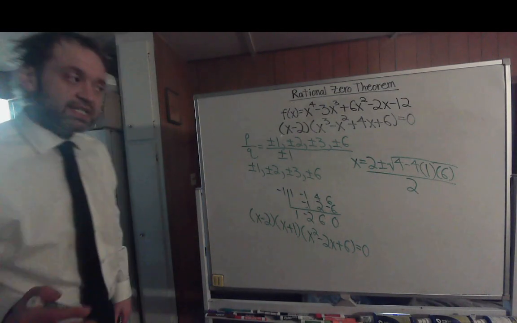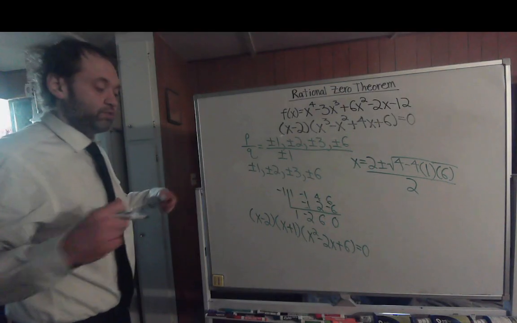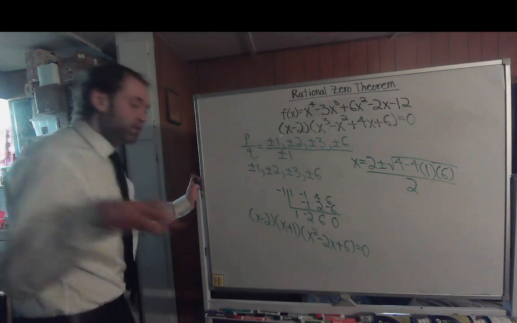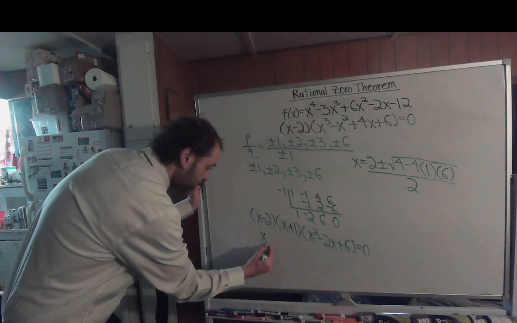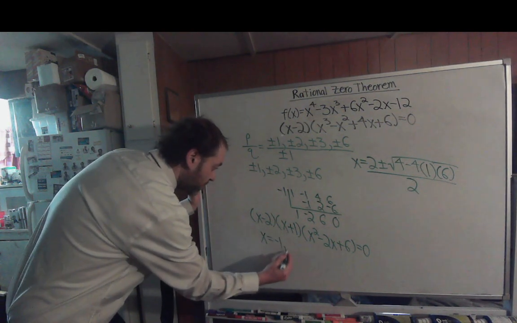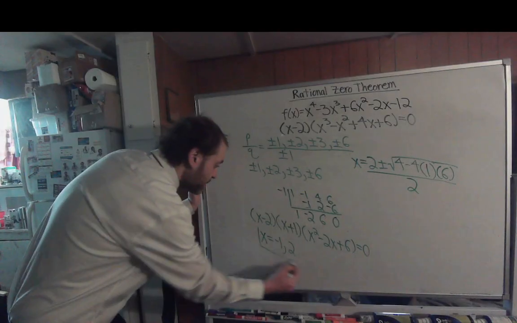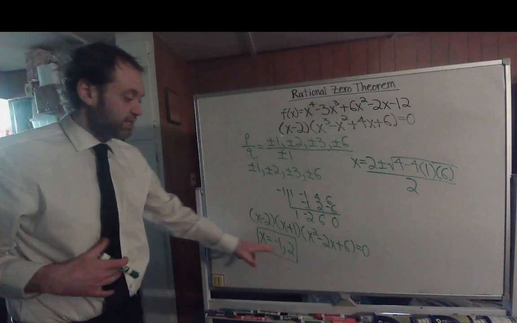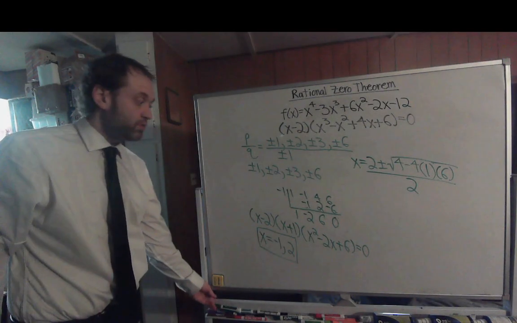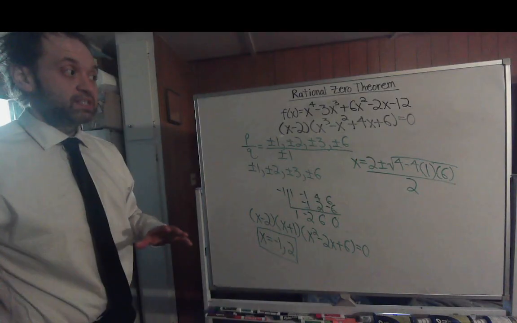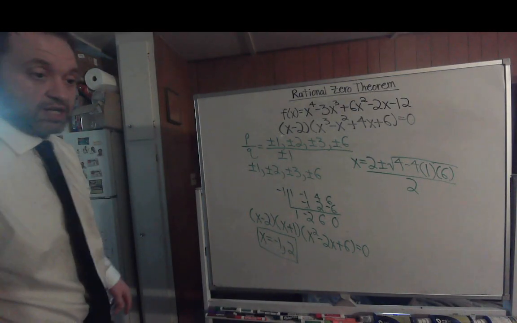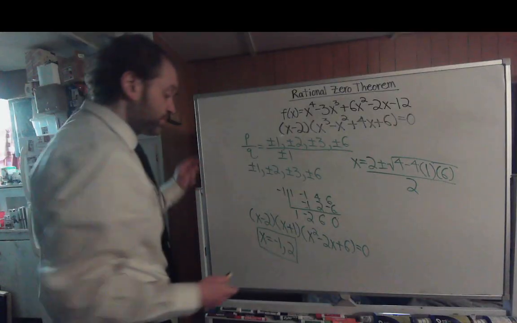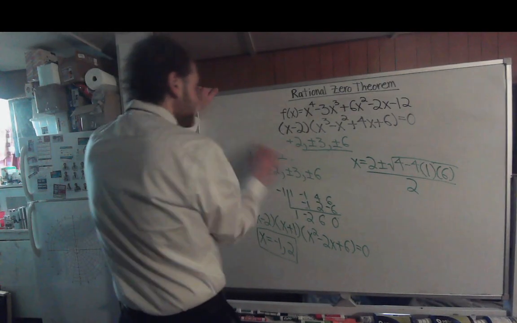For today's sake, we only care about the real solutions. So the only two real solutions are going to be x equals negative 1 and positive 2. We don't care about the imaginary solutions today. x will just equal negative 1 and positive 2. Now in the next lesson we would care about those imaginary solutions, but we'll get to that at the time.